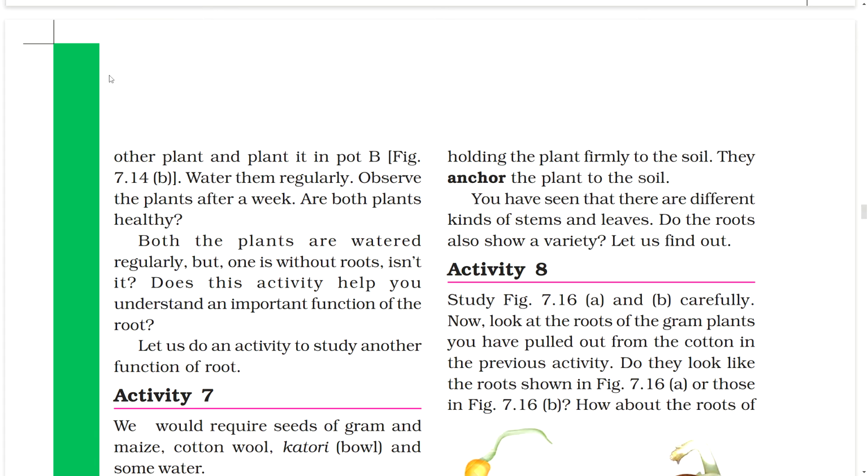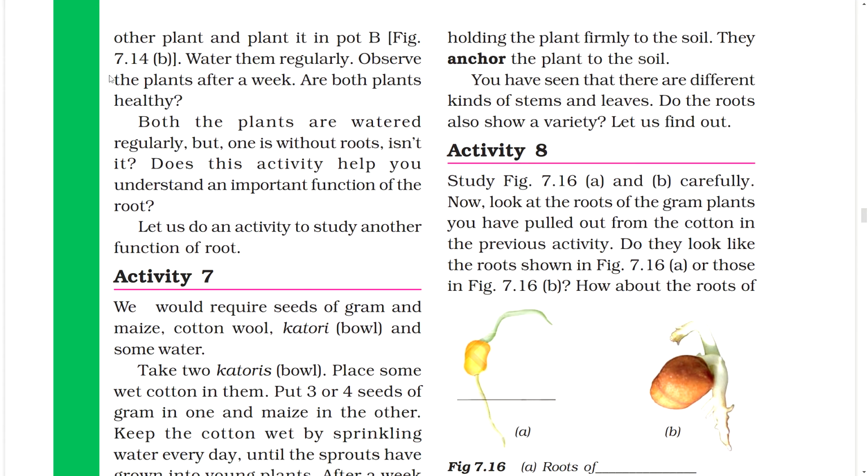You have seen that there are different kinds of stems and leaves. Do the roots also show a variety? Let us find out. Activity 8. Do this. Study figures A and B carefully. Now look at the roots of the gram plants you have pulled out from the cotton in the previous activity. Do they look like the roots shown in figure A or those in figure B?